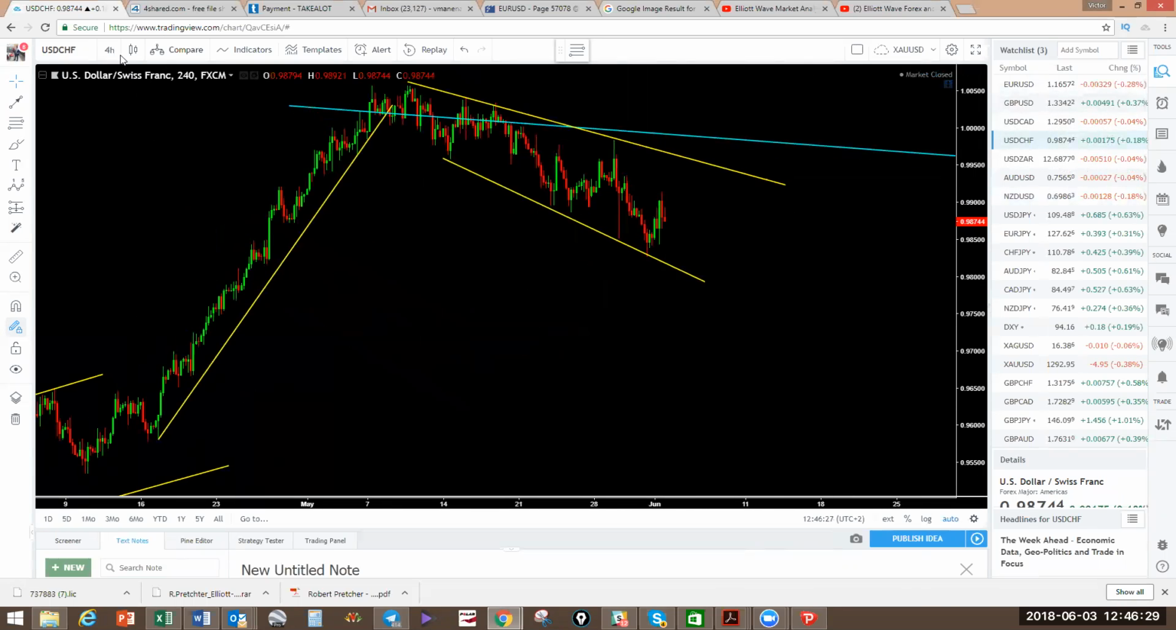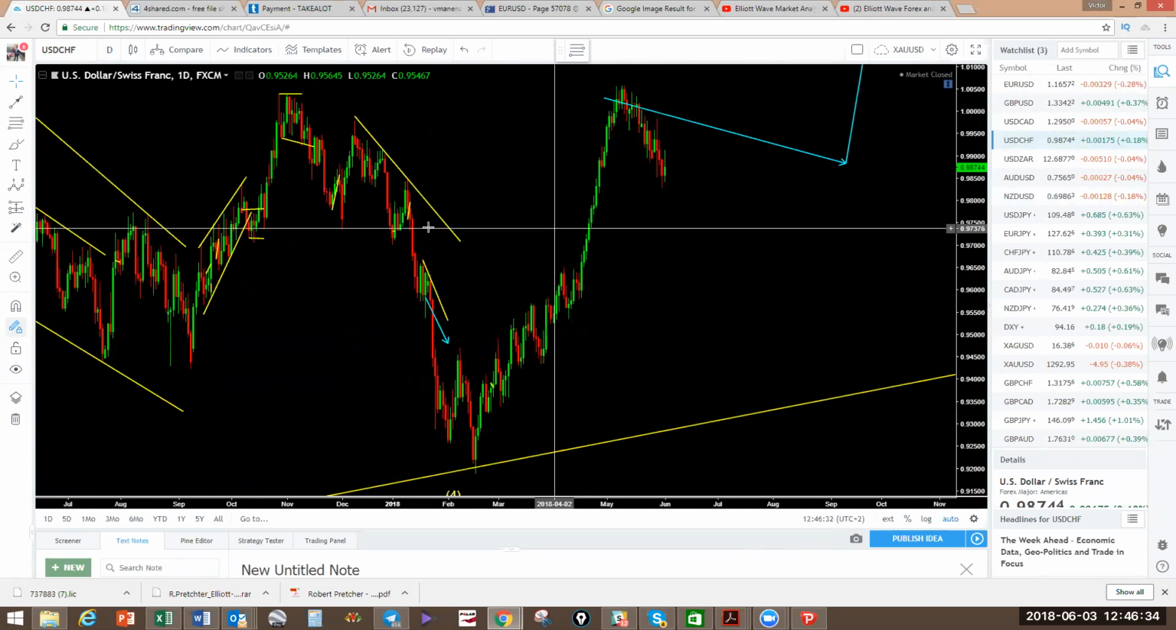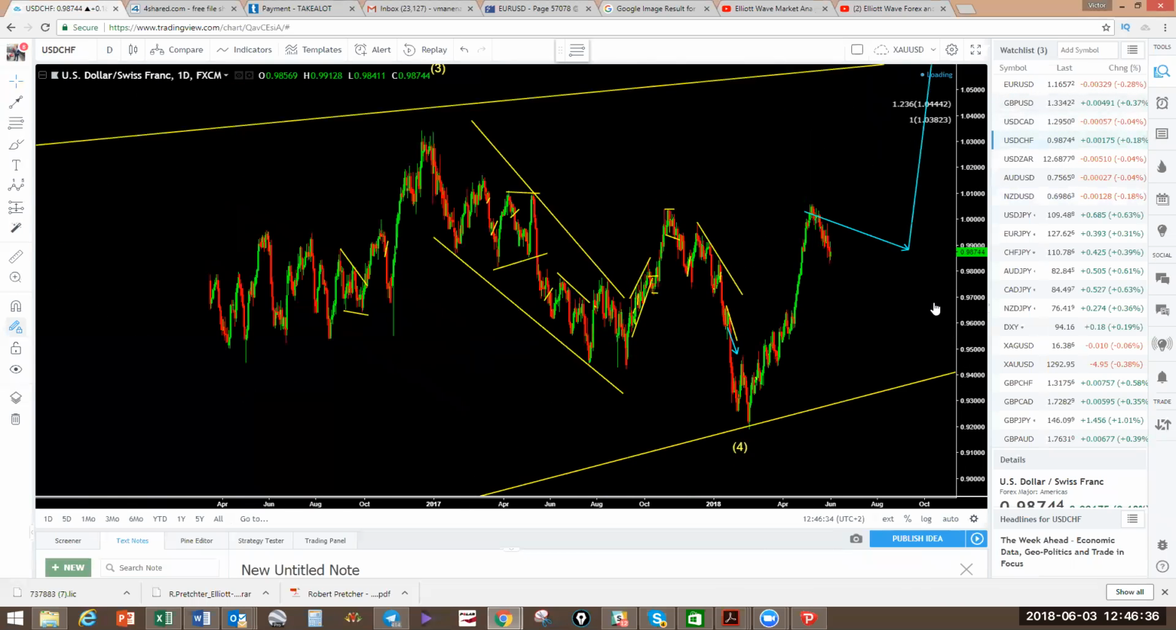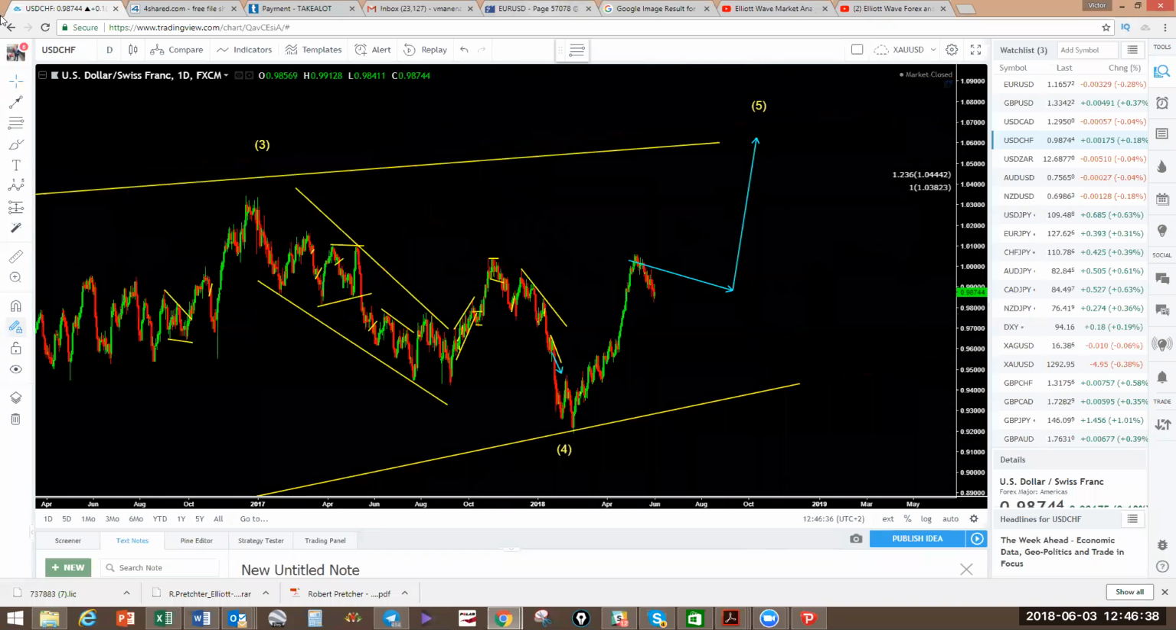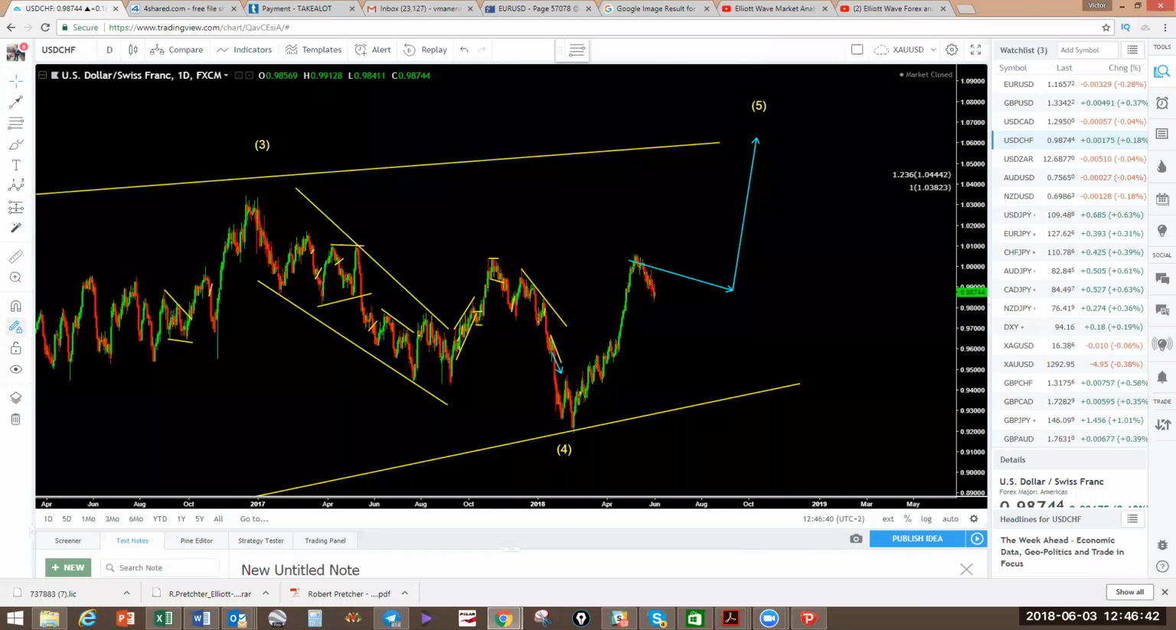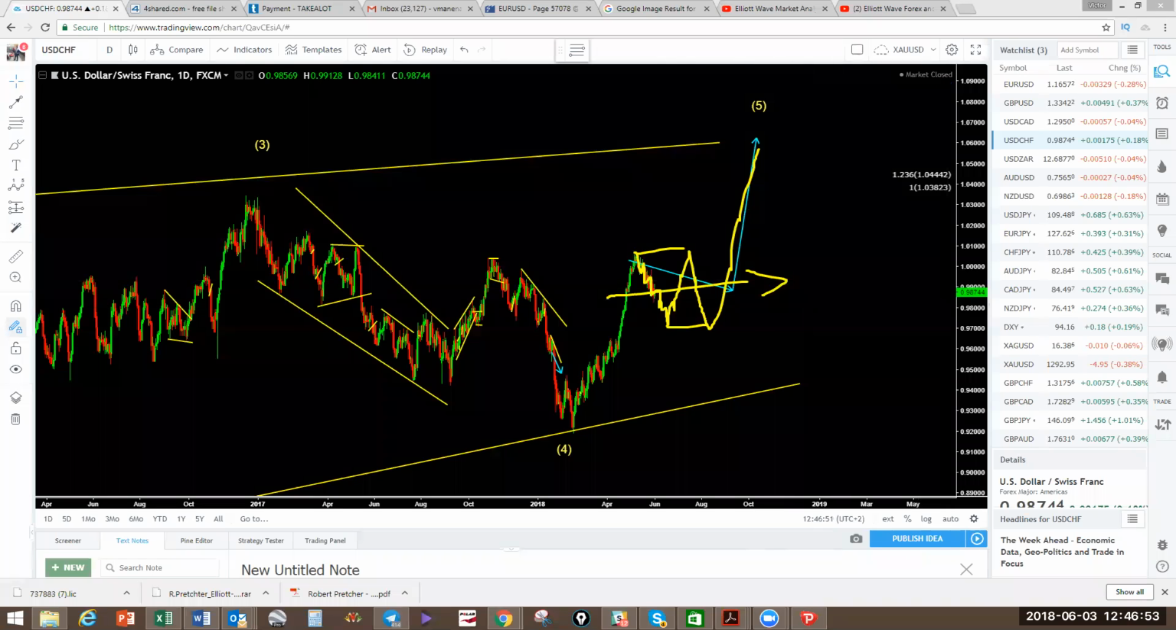So CHF, another interesting one. If you look on the higher time frame, the last couple of weeks, we've been looking for this correction. Why are we looking for this to correct? Because we are looking for it to give us a wave 5 in the diagonal. You can see it's going down correctively. It can come back up, and then give you this overall structure here. So expect a bit of a sideways move on this one.